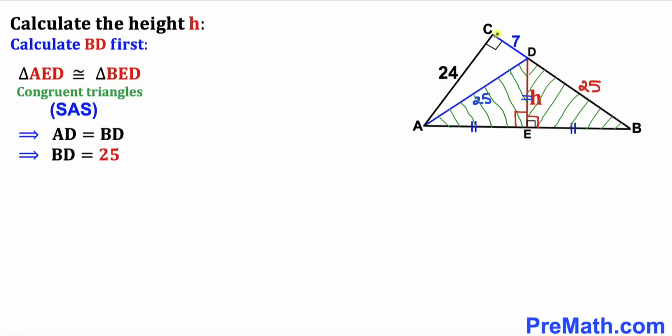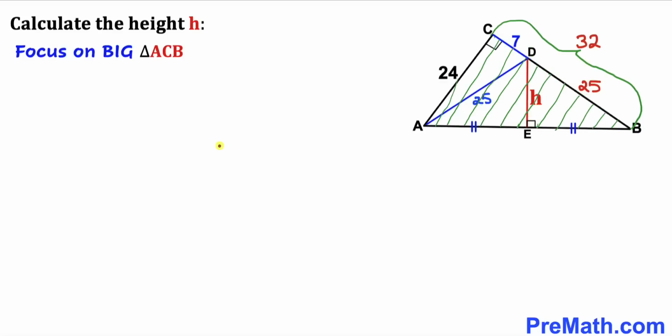And now we know that this line segment CD is 7 and this line segment BD is 25. So therefore this whole line segment BC is going to be 7 plus 25. So therefore this side length BC is going to be 32 units. And here's our next step.